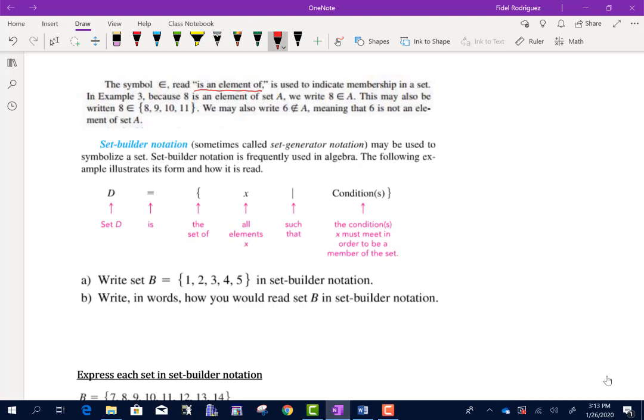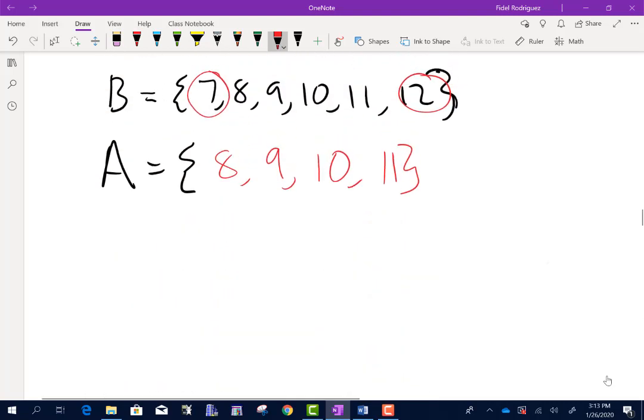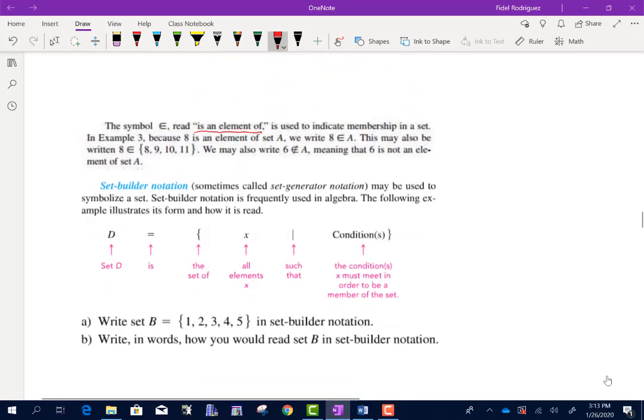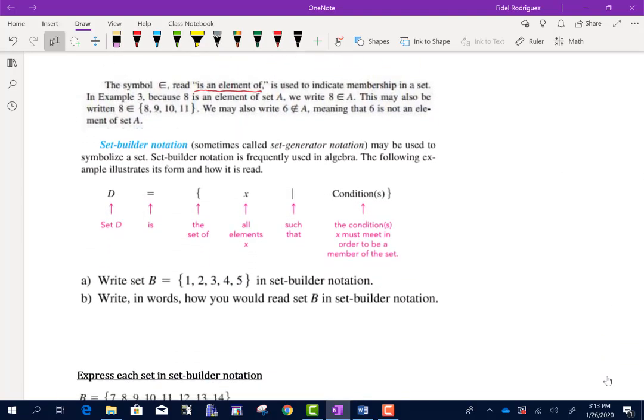It says, in example 3, because 8 is an element of the set A, we write 8 is an element of A. So what they're referring to is this one right here. 8 is an element of this set. We could also say 6, and the way we read this is "not an element of." So we notice right here 6 is not an element of the set A.